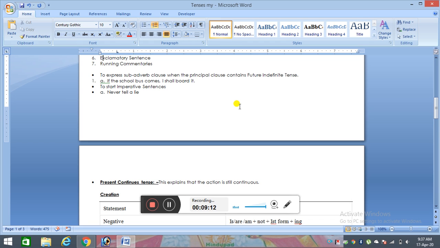All right, and we have one more case here. You observe here, to express a subordinate clause when the principal clause contains future indefinite. For example, if the school bus comes, I shall board it. If certain things happen, I will do this. So one is future indefinite, the other is simple present.